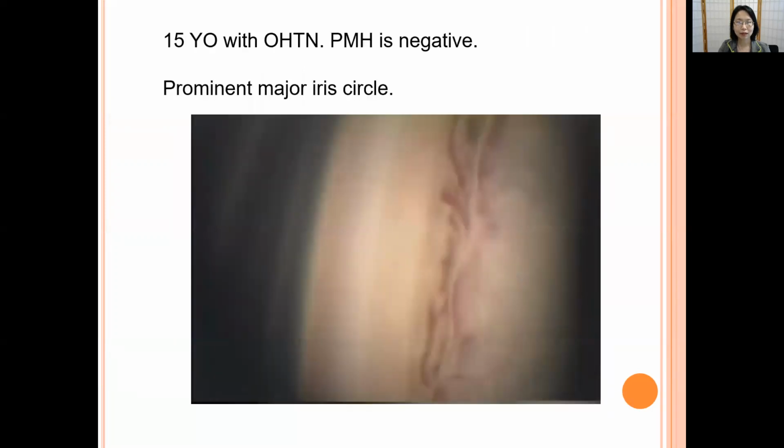Here's a 15-year-old patient with ocular hypertension. The past medical history is negative. And what you're seeing here, these red marks are the major iris circle, which are normal iris blood vessels. And this is different from neovascularization of the iris, which I have a picture later to show you.